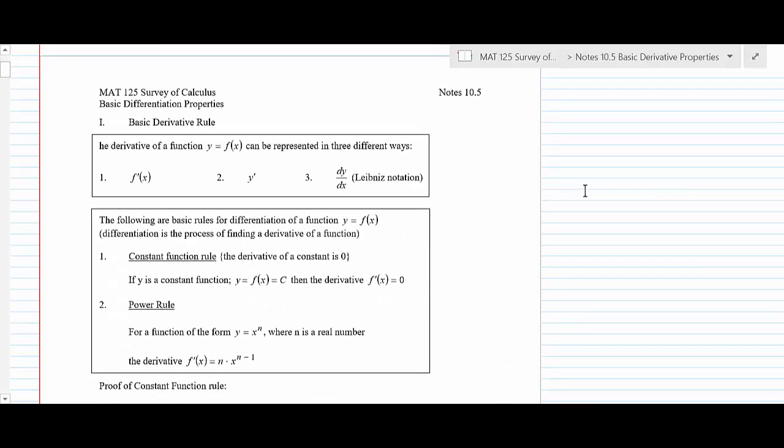Okay, so there's two types of notation. We've already looked at this part today. That's f prime of x, or you could just say y prime. That means find the derivative.